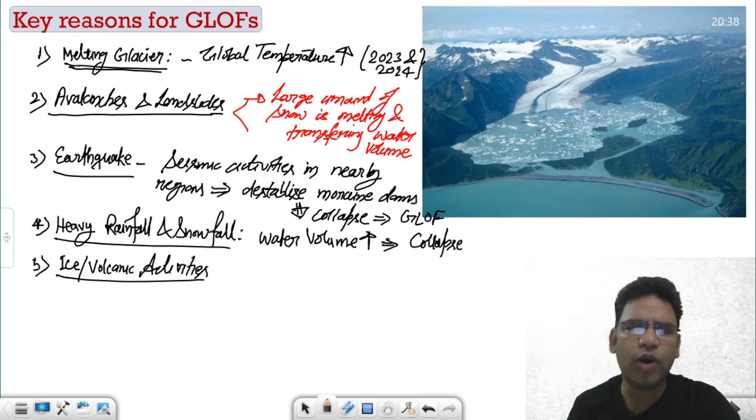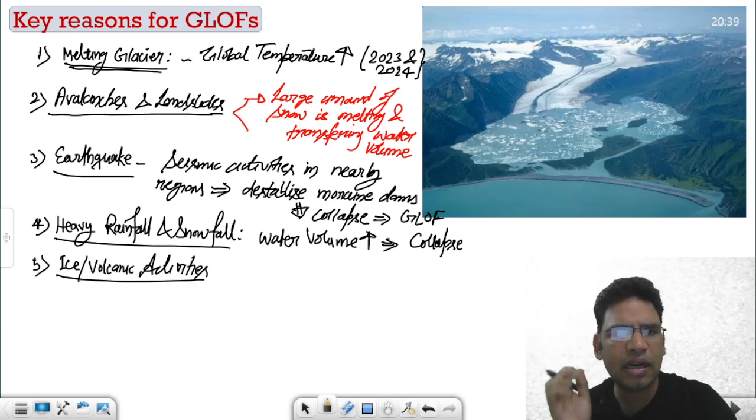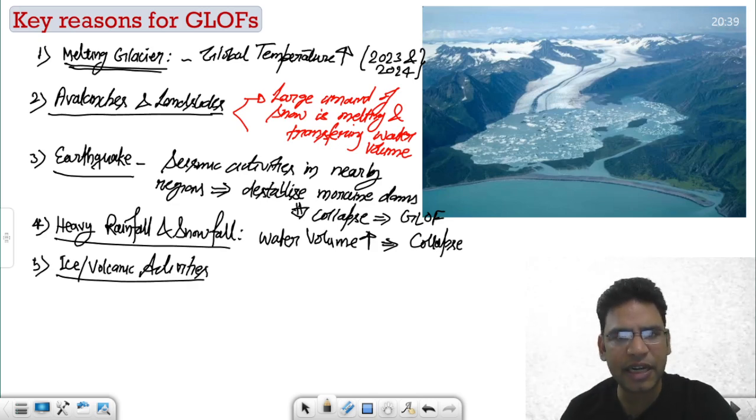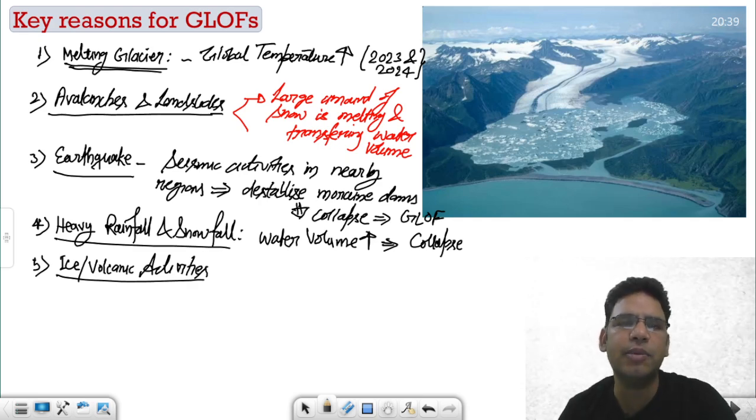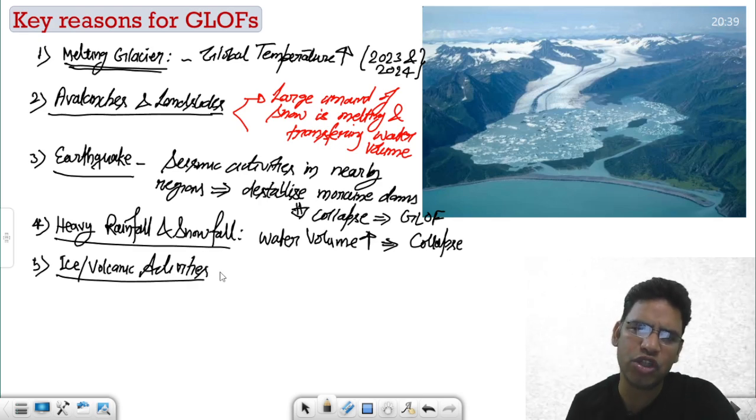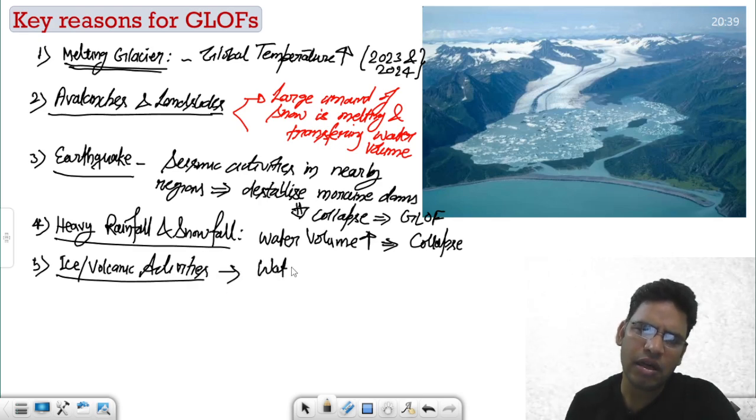है ना? तो volcanic eruptions under ice, or ice activity for that matter, that can cause rapid melting, and that can generate again large volume of water contributing to GLOF events, or ice avalanche into lakes, right? So this is most important. So again basic concept वही है, water volume increase होगा, and those dams which are vulnerable, they will just be lost.